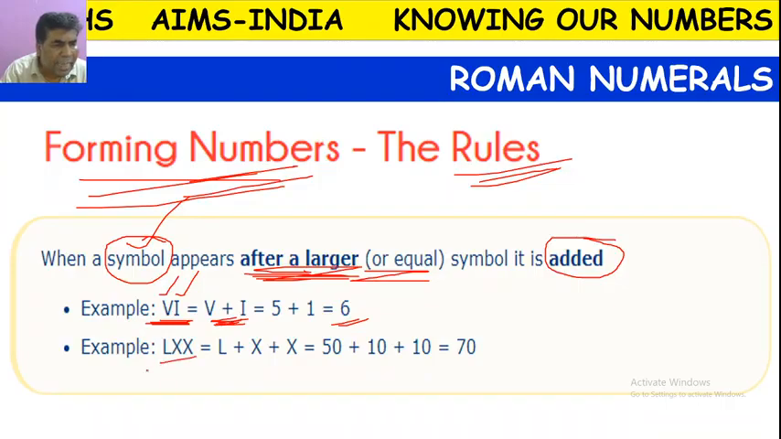See the second example, LXX. What is L? L value is 50. X value is 10. After the larger number, we have smaller numbers, and both are equal. So what do we have to do? We have to add all. So the answer is 70.